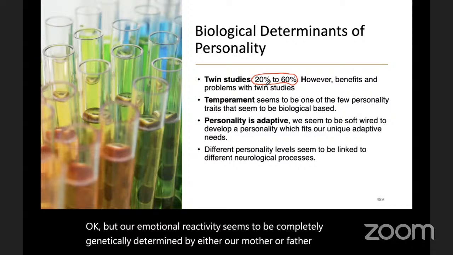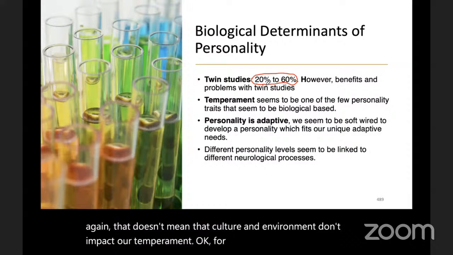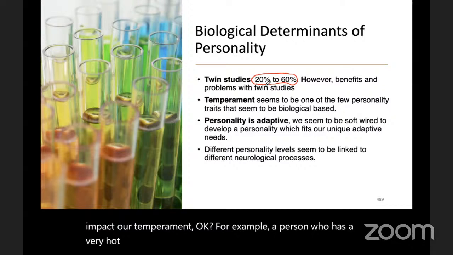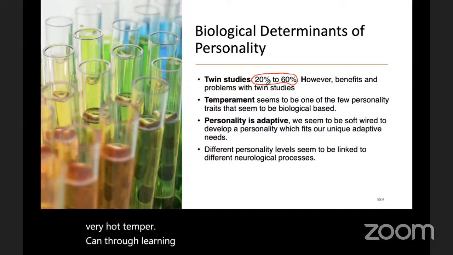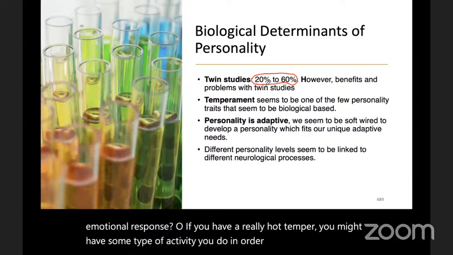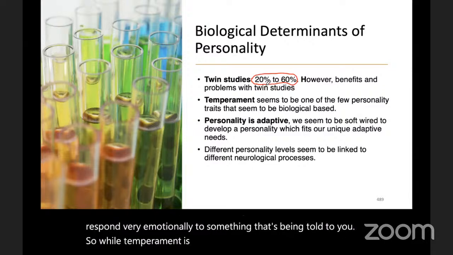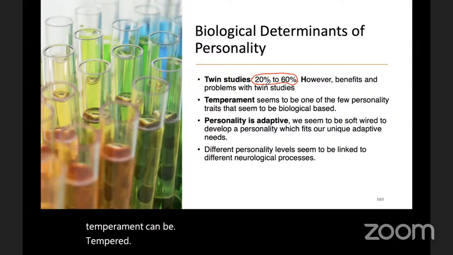Now, but again, that doesn't mean that culture and environment don't impact our temperament. Okay. For example, a person who has a very hot temper can, through learning processes, learn how to control that emotional response. So if you have a really hot temper, you might have some type of activity you do in order to make it so you don't respond very emotionally to something that's being told to you. So while temperament is biologically based, the expression of temperament can be tempered, we want to use that term, or influenced by environmental, cultural, and learning. Okay.